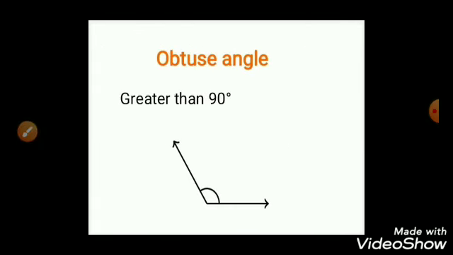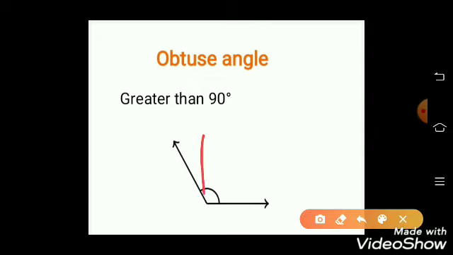Greater than 90 degree is called obtuse angle. So this is 90 degree, already know that. This is 180 degree. Straight line is 180 degree. So greater than 90 degree means this angle. This angle is called obtuse angle. Okay, greater than 90 degree is called obtuse angle.